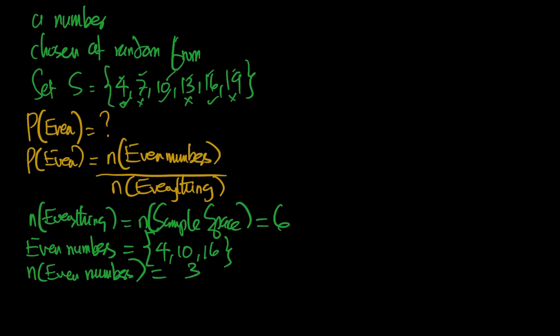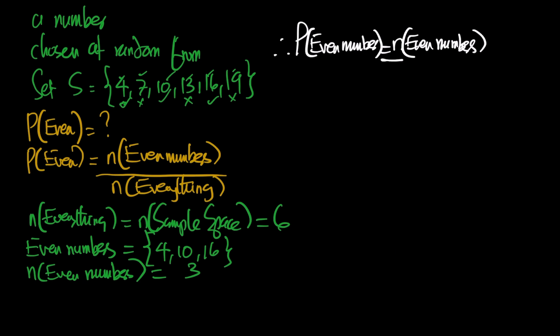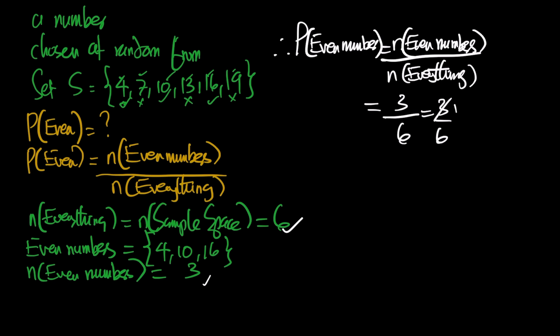Therefore, we can now complete our work. The probability that a chosen number is an even number is the number of even numbers found, divided by the number of everything. The number of even numbers we've discussed is 3, so we put our 3 there. We divide by the number of everything that we've also discussed as 6. When we cancel out, we get 1 here, and 2 here. So basically we have a half.